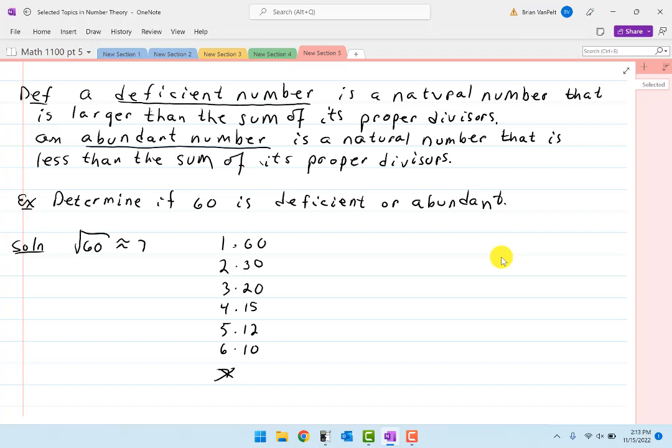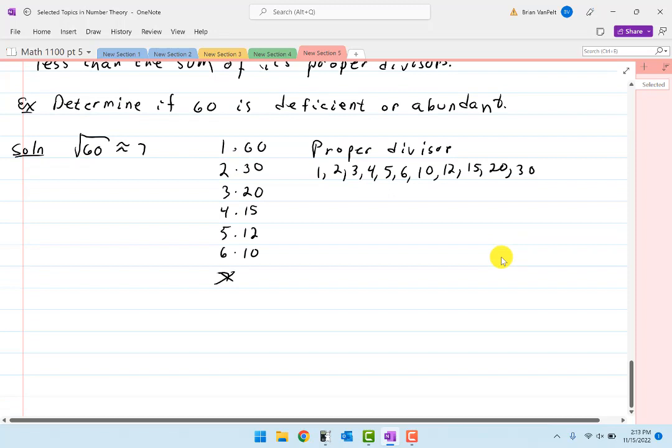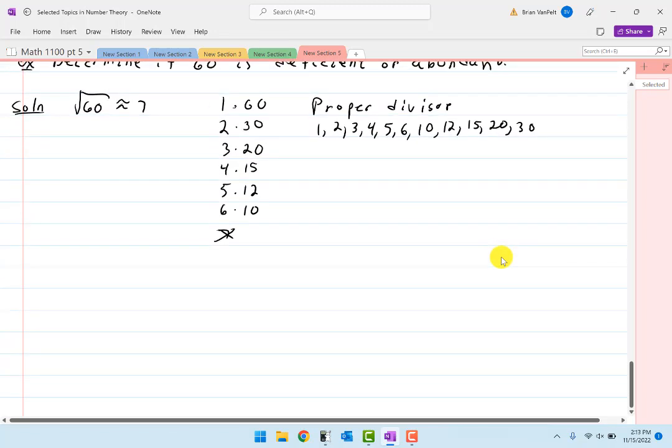Well, let's go ahead and add up the proper divisors. So my proper divisors, we have 1, 2, 3, 4, 5, 6, 10, 12, 15, 20, and 30. Just seeing as we have so many proper divisors here, and the number is as small as it is, I'm guessing this is going to end up being an abundant number. So let's go ahead and see what happens.